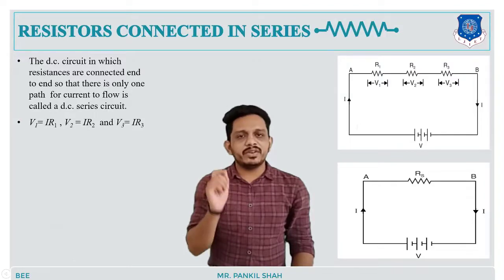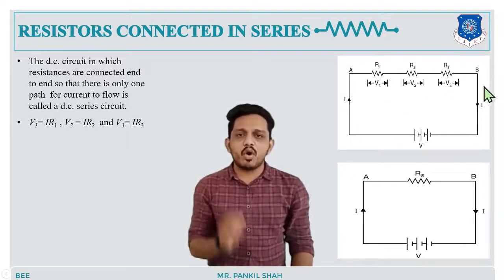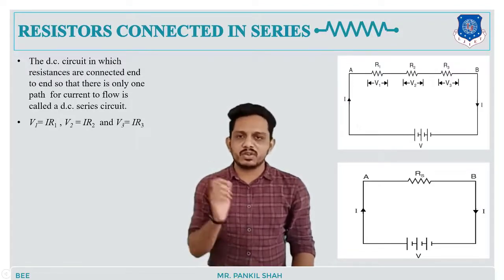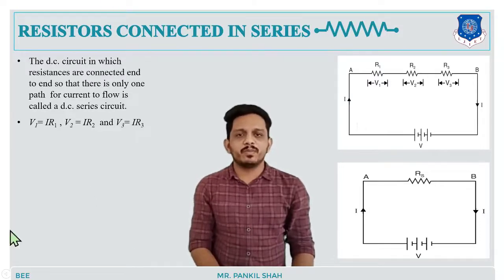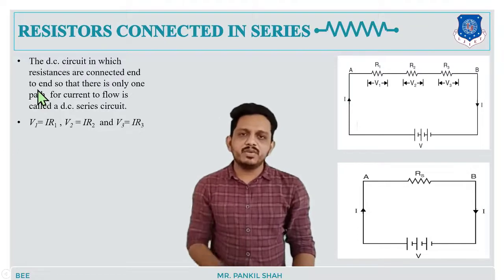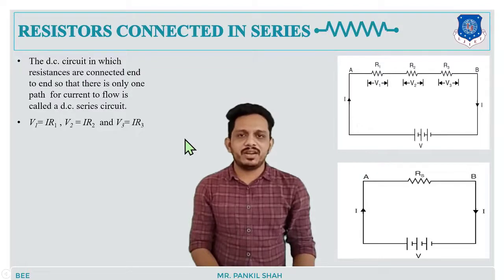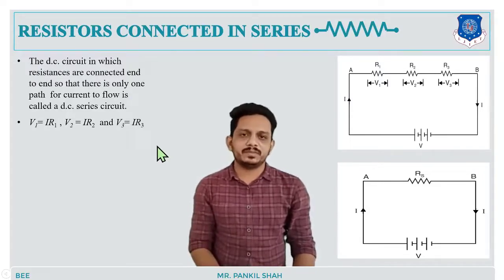For that, first we will write the equation of the potential difference across all these three resistors, V1, V2 and V3. According to Ohm's law, V1 is equal to I into R1, V2 is equal to I into R2, and V3 is equal to I into R3. We have just seen Ohm's law. So V1 = IR1, V2 = IR2, and V3 = IR3.